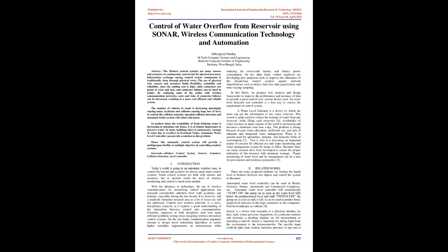A water level indicator is a device by which users can get information about any water reservoir. This system is quite useful to reduce the wastage of water from any reservoir while filling such reservoirs.